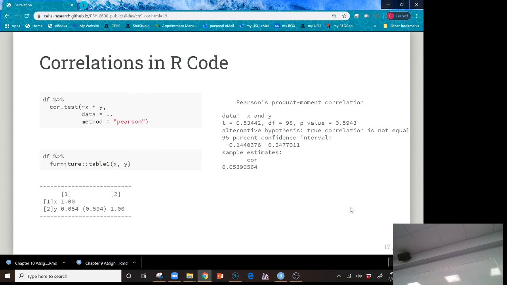Now it gives us a t-test to see if that's statistically significant. Let me write on here. So how would we write this in a sentence?